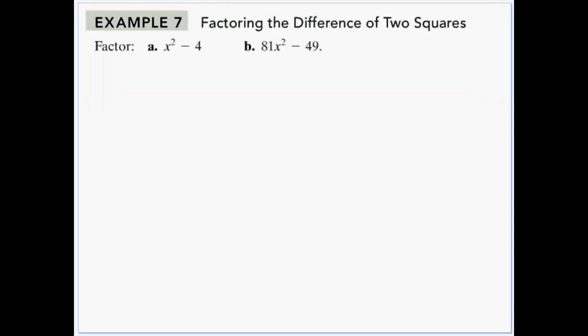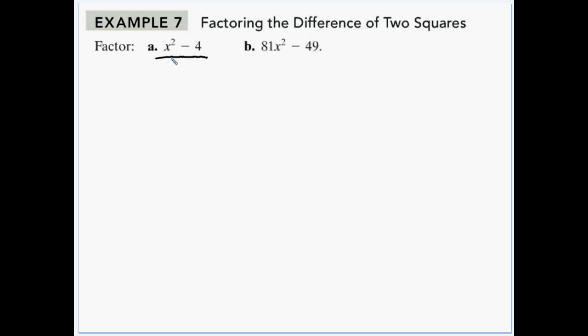Now, when you see a problem in the wild like this, they're kind of easy to pick out. You're going to have a variable squared at the beginning, or to an even power, and the number at the end will also be a perfect square. Notice there's no middle x term. Over here, there's no middle x term. That's usually the first giveaway that it might be a difference of two squares.